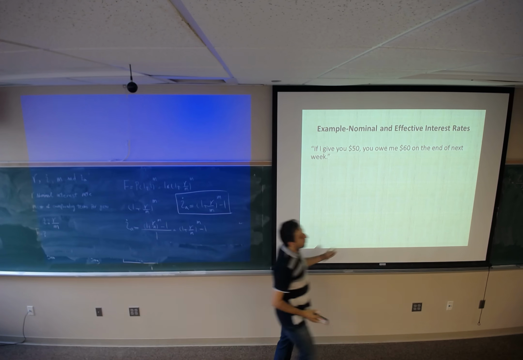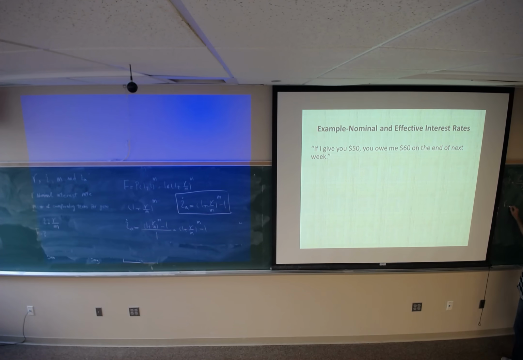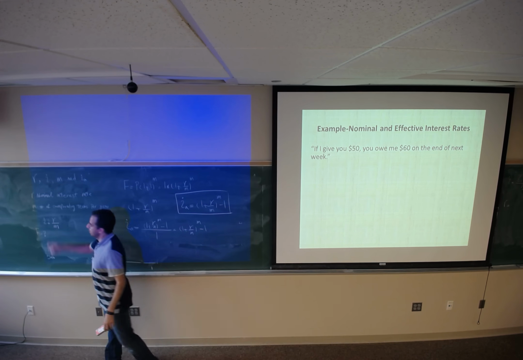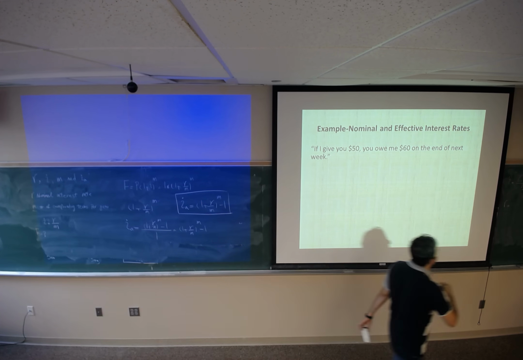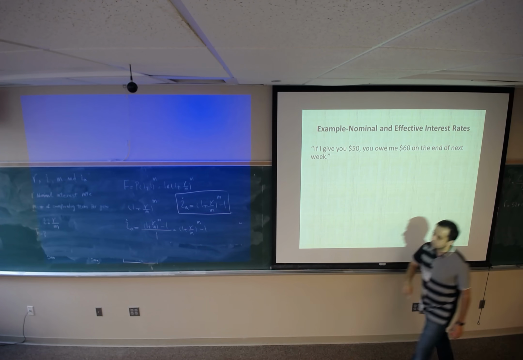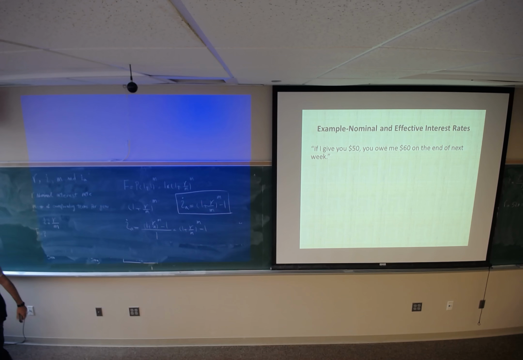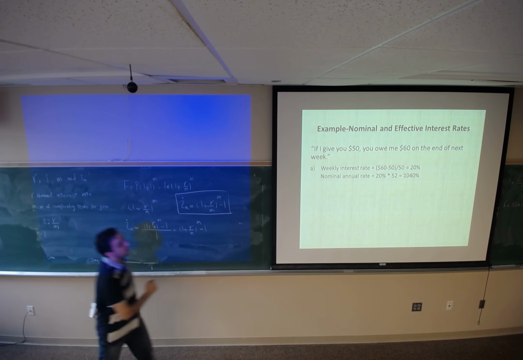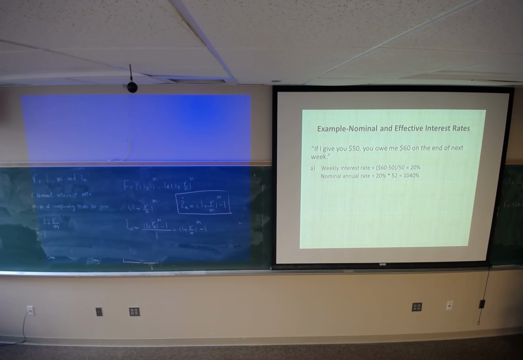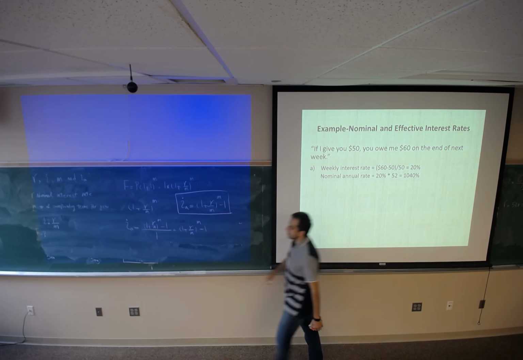If I ask you what would be the R, just look at this equation, or if you know the concept, R would be, you have 52 weeks. Each week has 20% or 0.2. So the nominal interest rate is gonna be 1040%. So the nominal interest rate is 1040%.